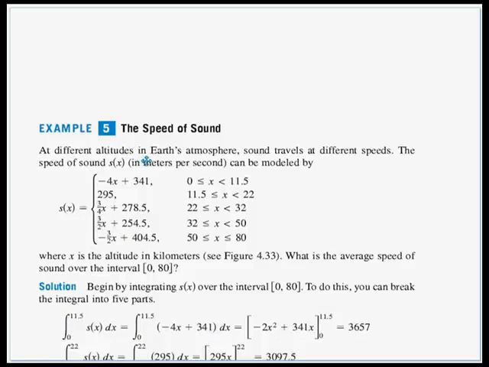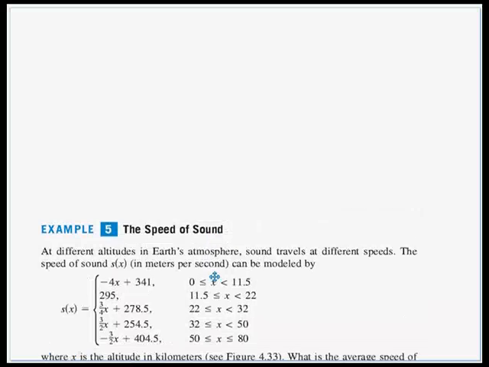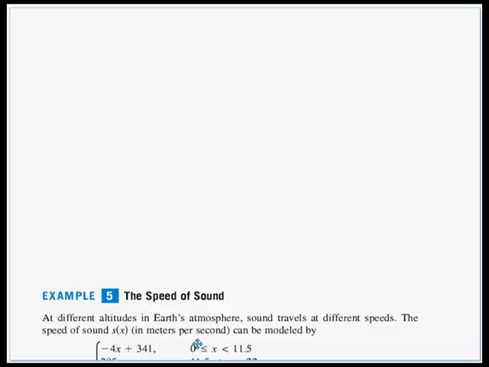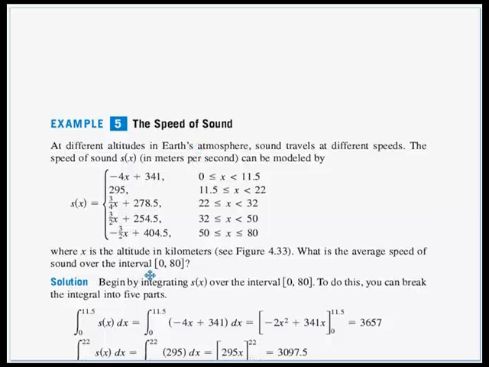So at different altitudes in the Earth's atmosphere, sound travels at different speeds. At thicker atmospheres, sound goes slower. At higher altitudes, in thinner atmospheres, it travels faster. So the speed of sound, s of x in meters per second, is modeled by this piecewise function. So let's see here. Our altitude is in kilometers.